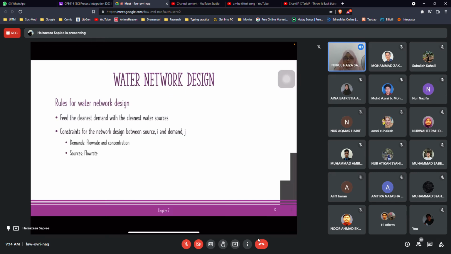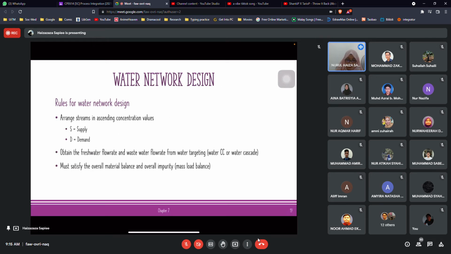So there are basic rules. For heat, we have the CP rule and all these golden rules as well. One of the rules for water network design is you always have to feed the cleanest demand with the cleanest water source. That's why, if you noticed, we always arrange in ascending order, from the cleanest water first. We have constraints for network design, and it usually depends on the flow rate or concentration for demand. But for flow sources, usually it's just the flow rate, because it is their output.